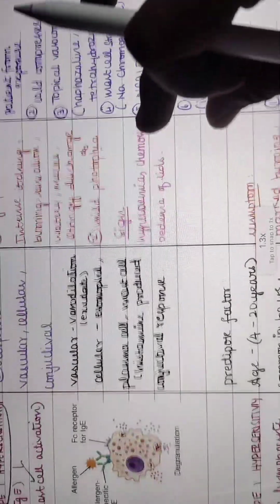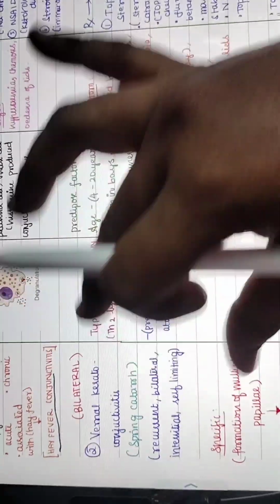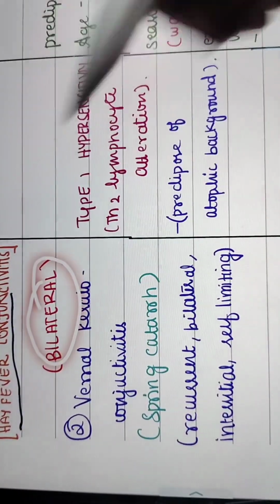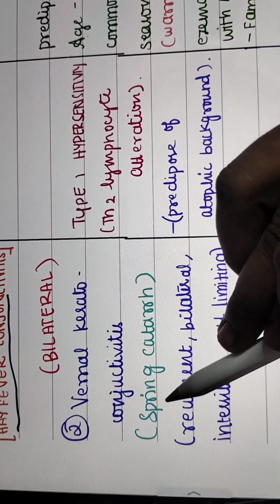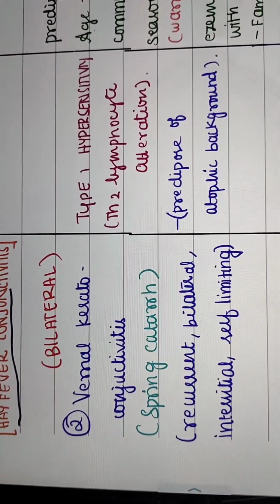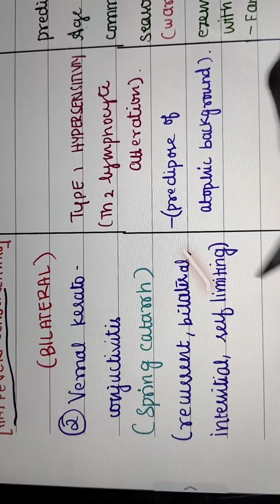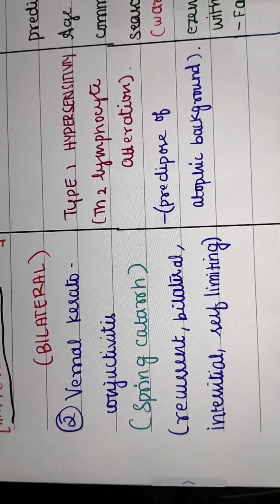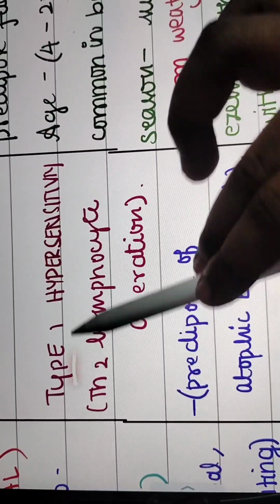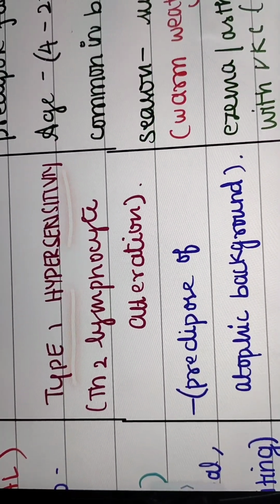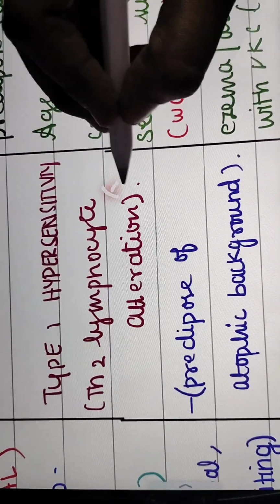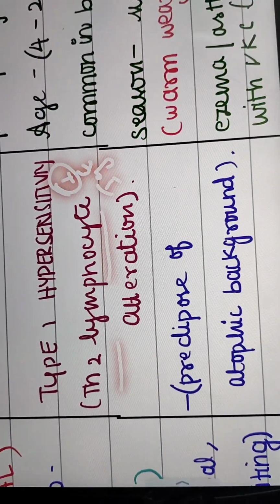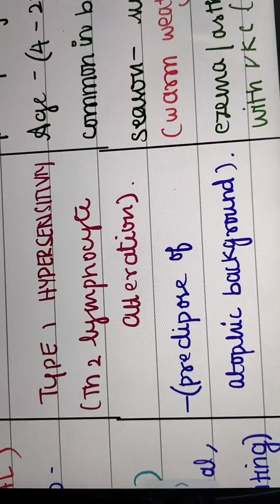Next, we will be moving to vernal keratoconjunctivitis. It is usually bilateral in nature and is also known as pink cataract. It is usually recurrent, bilateral, and also a self-limiting conjunctivitis. Now etiology: it is also caused by type 1 hypersensitivity reaction, but it is not IgE mediated. This conjunctivitis occurs due to Th2 lymphocyte alteration.